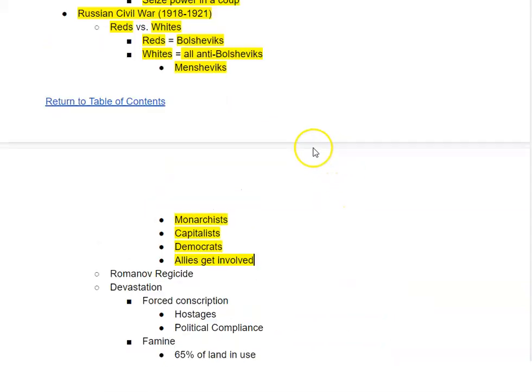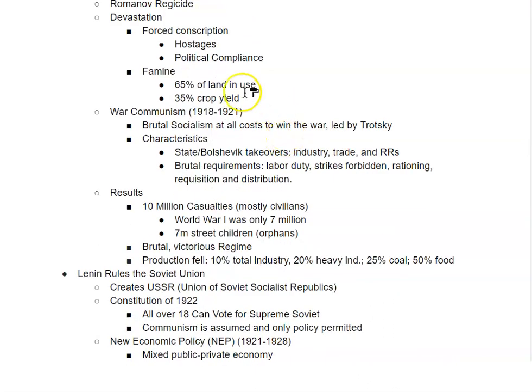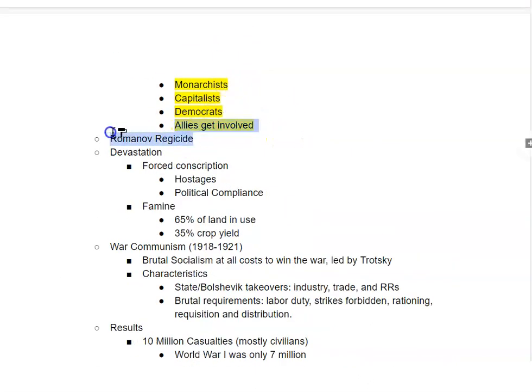At one point, a white Russian army is nearing the place where the Romanov family is being held, and rather than let the white army recapture the Romanovs and use them as figureheads of the anti-Bolshevik armies, they have them all killed: the Tsar, the Tsarina, his wife, and all of their children, to basically try to end the dynasty and prevent them from coming back.